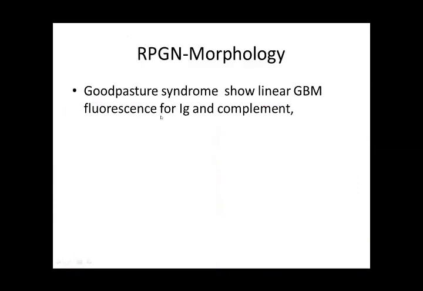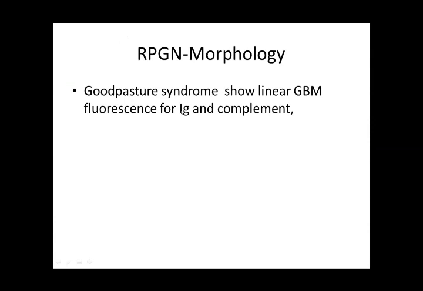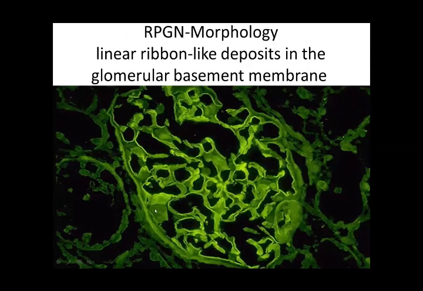The special feature which we will see by immunofluorescence is that the glomerular basement membrane looks like a ribbon, with linear deposits of IgG and complement. The whole of the glomerular basement membrane is under attack, and this shows with immunofluorescence as a ribbon-like deposit.